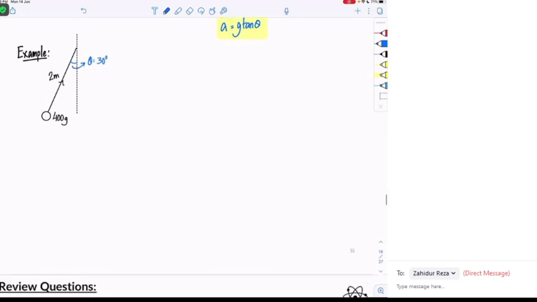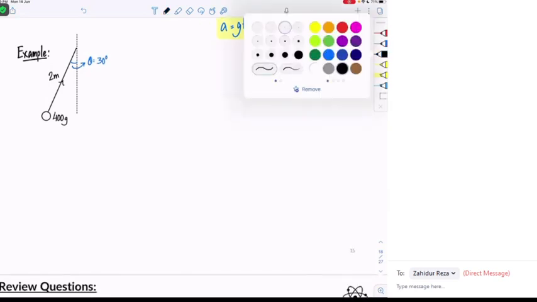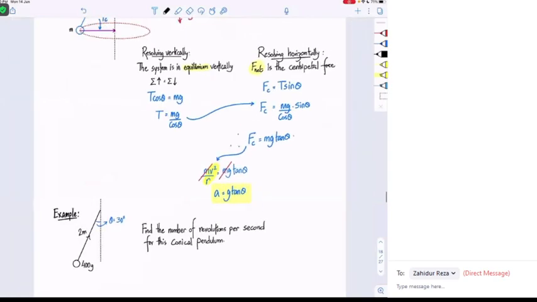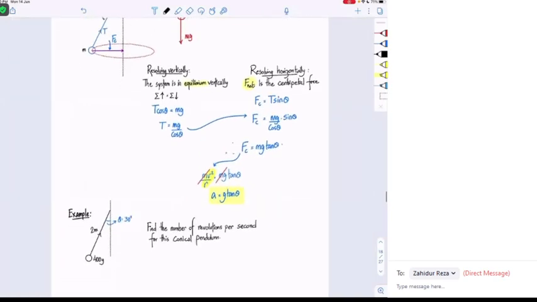Okay, so what do you need to find out? Quite straightforward, simple question. Find the number of revolutions per second for this conical pendulum. Go ahead. Find, so I'm giving the equation there as well, like whatever you need. Find the number of revolutions per second for this conical pendulum.